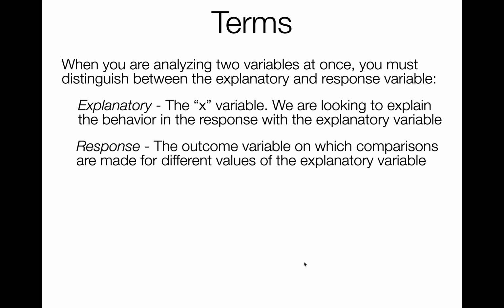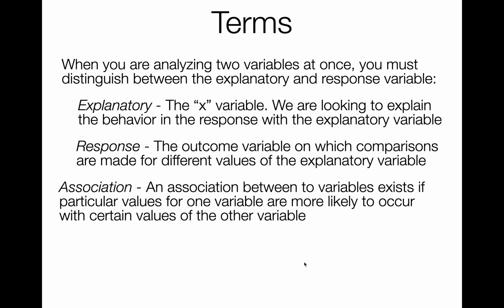So that's the explanatory. The response is the outcome variable, or the Y variable. It's the outcome variable on which comparisons are made for different values of the explanatory variable. Okay, so it's the response, of what we see based on the value of an explanatory variable. So that's theoretically sort of what it is.